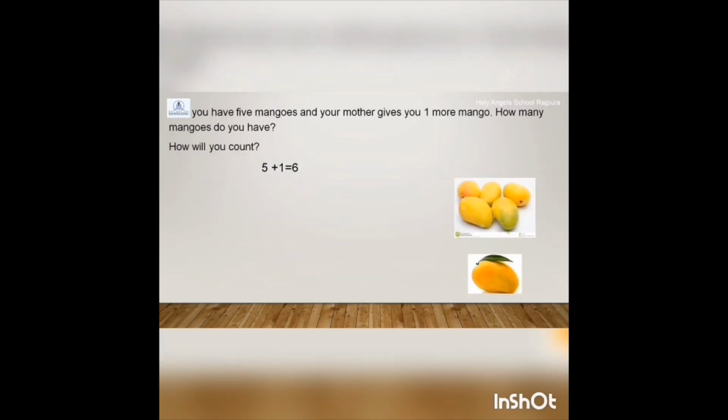If you have 5 mangoes and your mother gives you 1 more mango, how many mangoes do you have? Children, first of all, you have 5 mangoes. Then your mama will give you 1 more mango. Now, how many mangoes do you have? 5 plus 1, 6. How will you count these mangoes? 5 in the mind. Take out 1 finger. 5, 6. Yes, 6 mangoes.